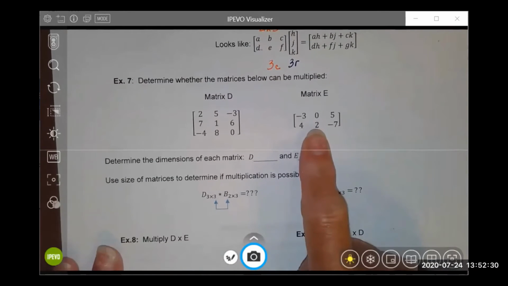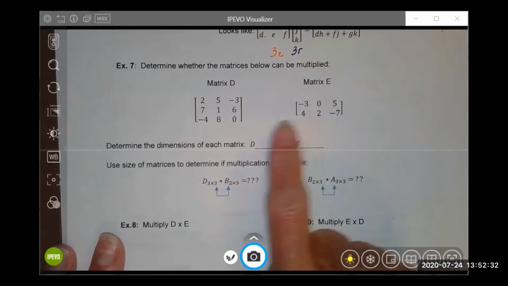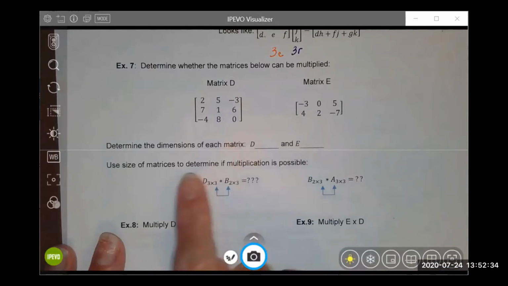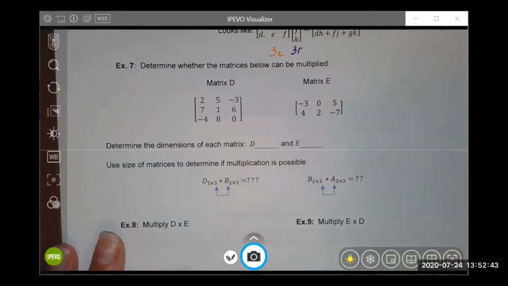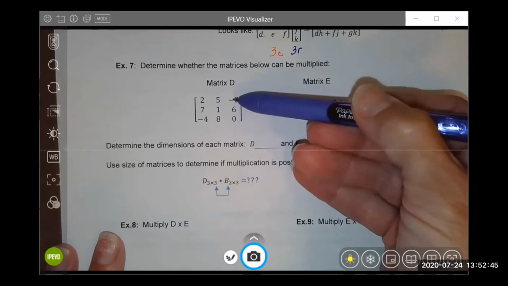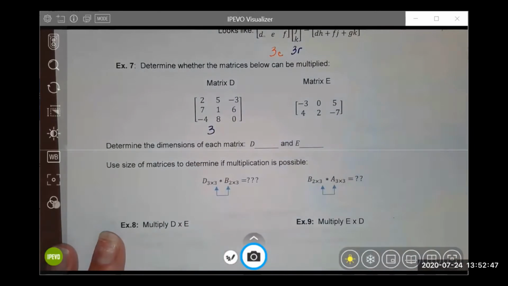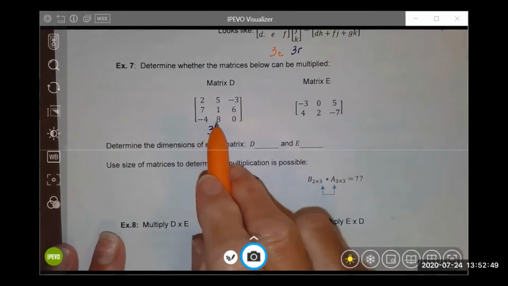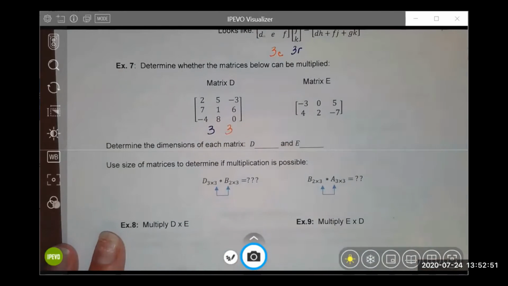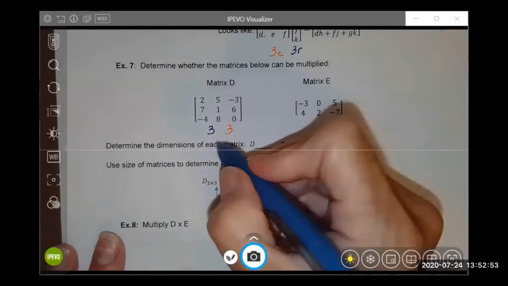Before we jump into that calculator activity, I'm going to first just let us practice. I want to find the dimensions of this first matrix. It has 1, 2, 3 rows, and it has 1, 2, 3 columns. So this is a 3 by 3 matrix.